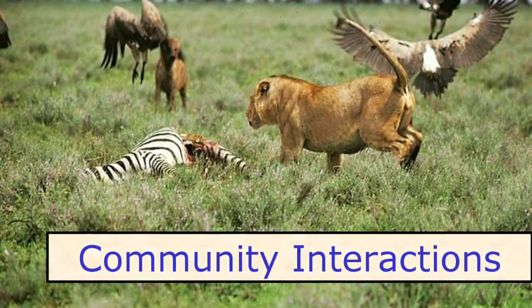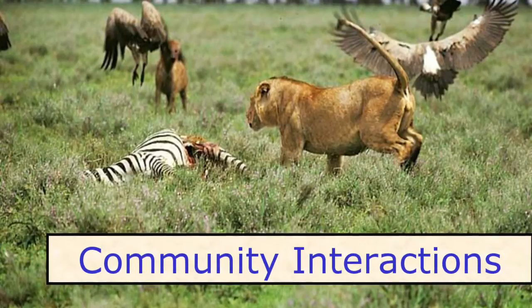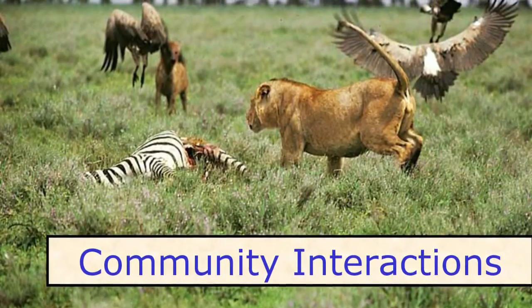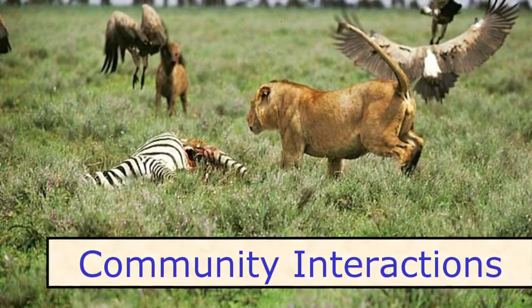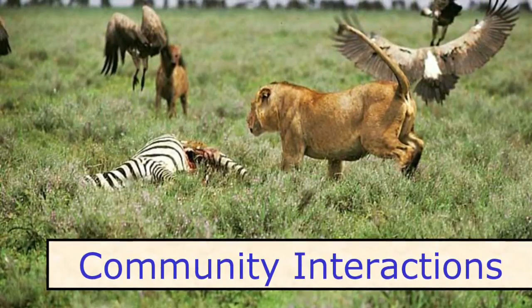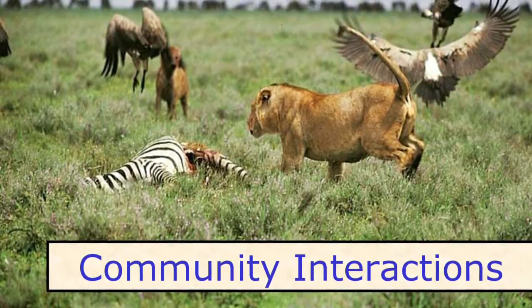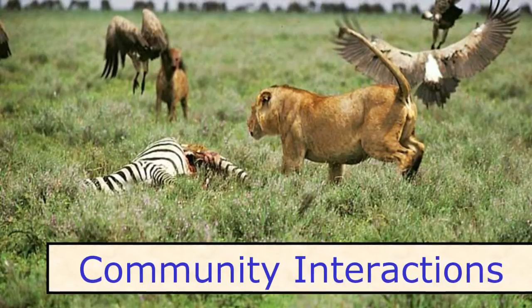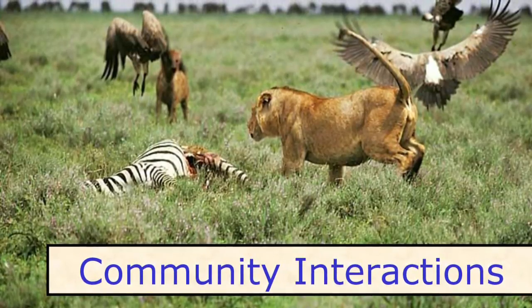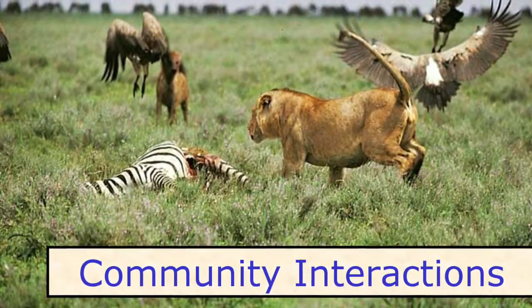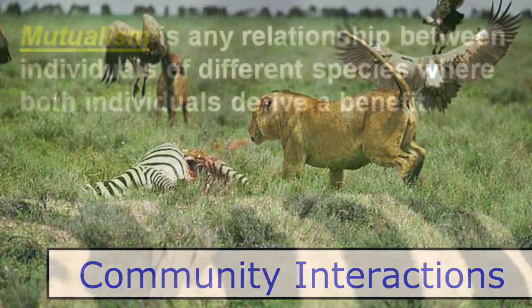Any relationship in which 2 species live closely together is called symbiosis. Now, that's just a fancy way of saying that they live together. Scientists recognize 3 main classes of symbiotic, or again, symbiosis, relationships in nature: mutualism, parasitism, and commensalism.